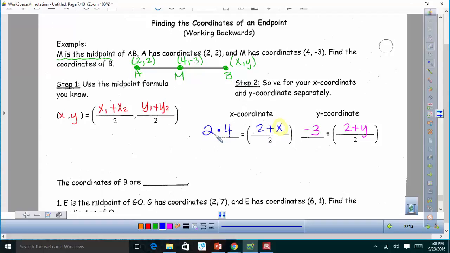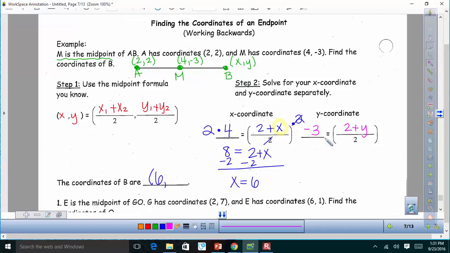How do we get rid of fractions? Multiply by the denominator. So on this side I'm multiplying by 2. On this side I'm multiplying by 2. What is 2 times 4? 8 equals, what happens with this 2 and this 2? They cancel, and I'm left with 2 plus x. Now how do I get x by itself? Subtract 2, and x equals 6. So we have 6 as our other x endpoint.